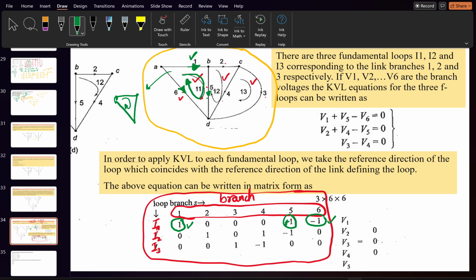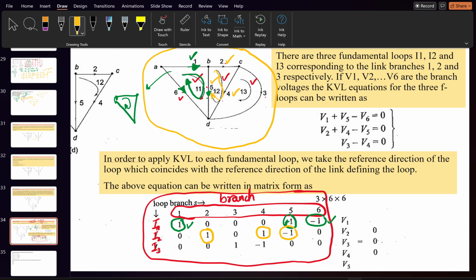Similarly, you have to see the I2 loop current and I3 loop current. I2, suppose I am taking the I2 loop current. Suppose this is the I2 loop current. So how many branches is it touching? Second branch, fourth branch, and the fifth branch. Here, if you see the second branch, fourth branch, and the fifth branch, they are the only non-zero components.